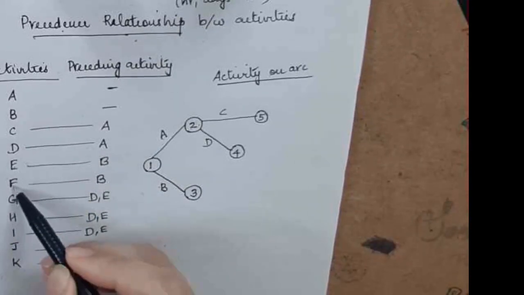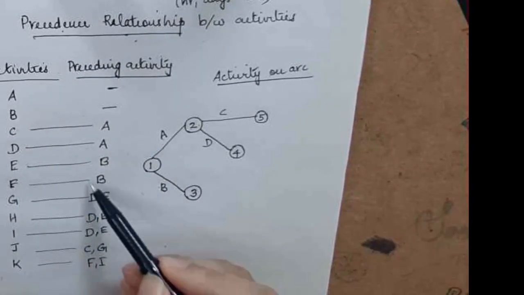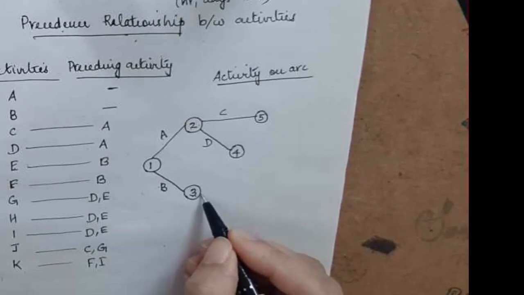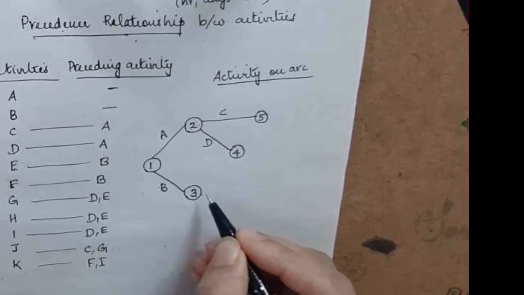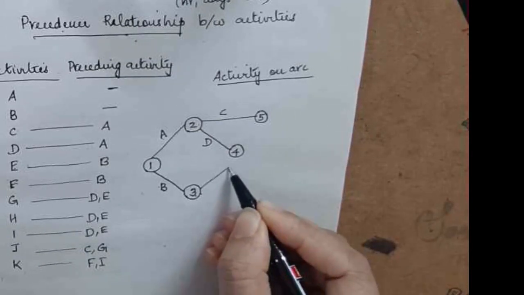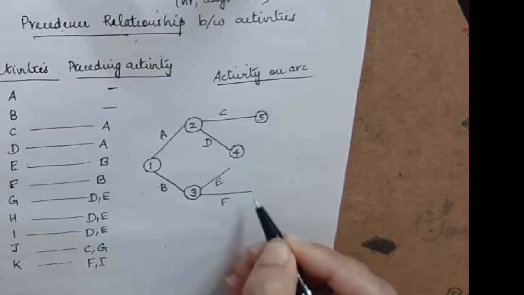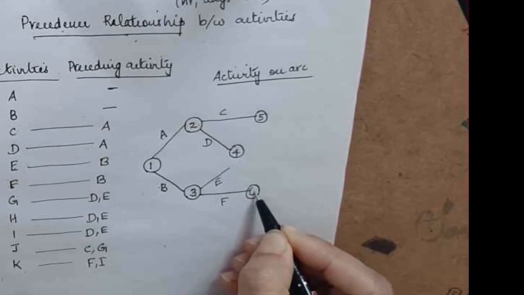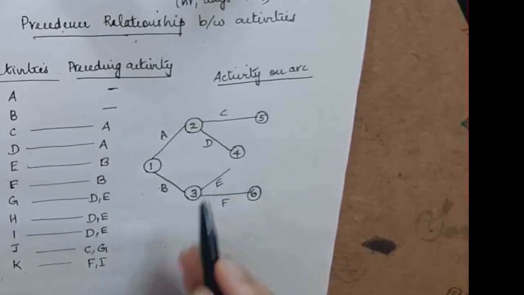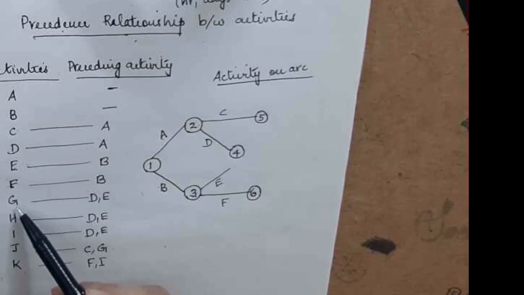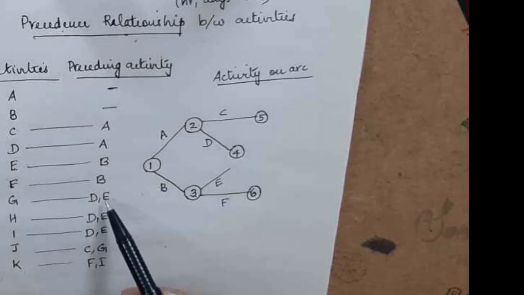Now E and F can start after B finishes. B finishes here, so E and F can start. So write E and F. We don't know where it is going to end up. This is 6. Let's see. Now G can start where D and E finish.